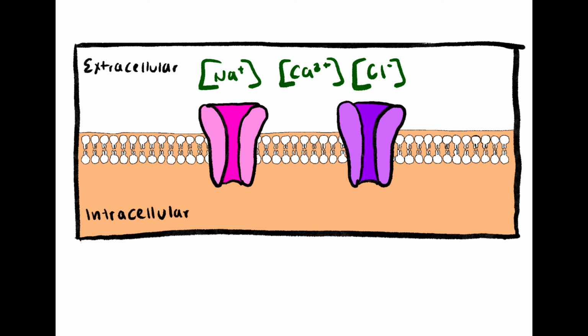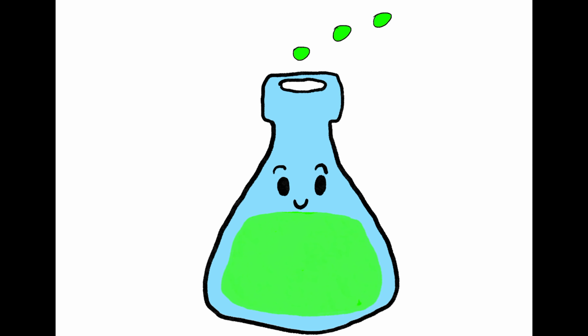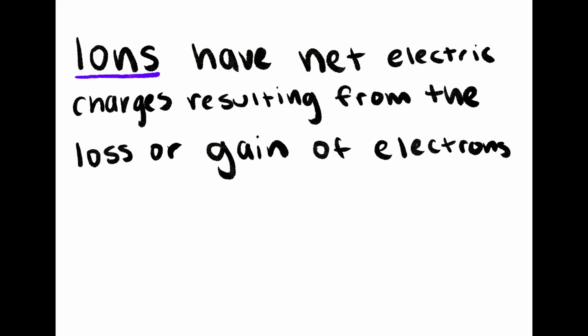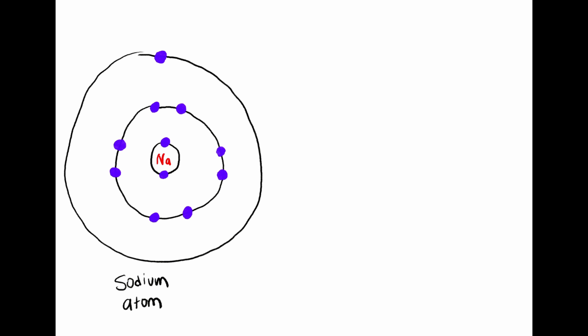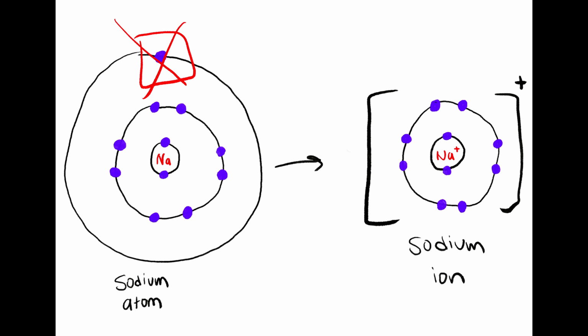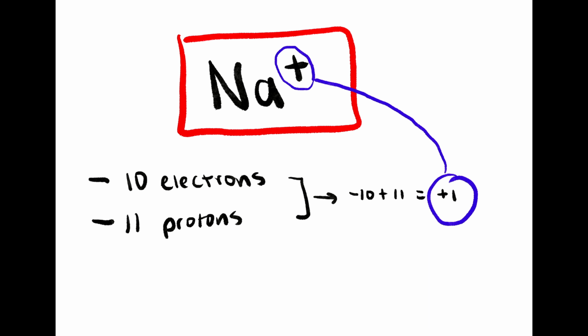Sodium, calcium, and chloride ion concentrations are higher in the extracellular matrix than the intracellular matrix, whereas potassium concentrations are higher in the intracellular matrix than the extracellular matrix. As you may recall from your chemistry class, ions have a net electric charge resulting from the loss or gain of electrons. The charge is indicated in the superscript above the element. For example, sodium, written Na+, loses an electron when becoming an ion, leaving it with 10 electrons and 11 protons, so the ion carries a positive 1 charge.